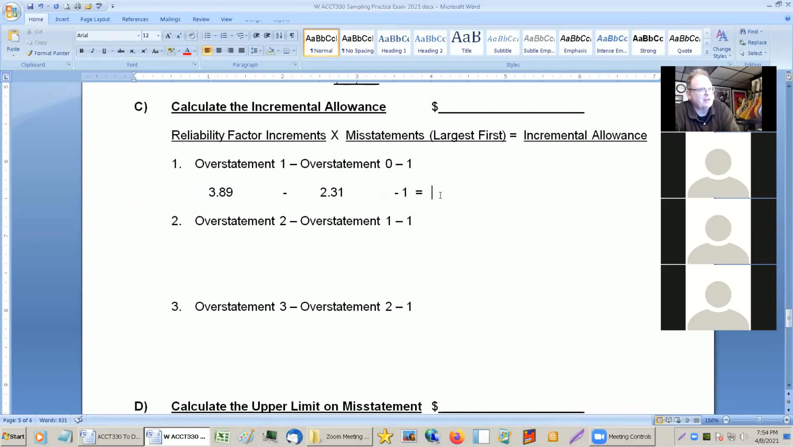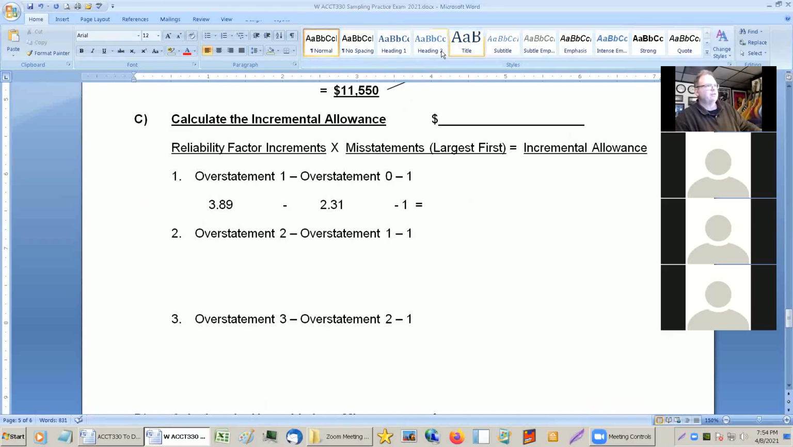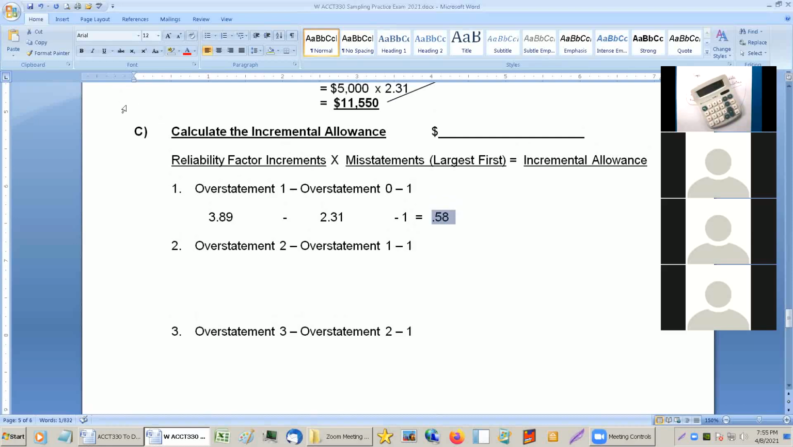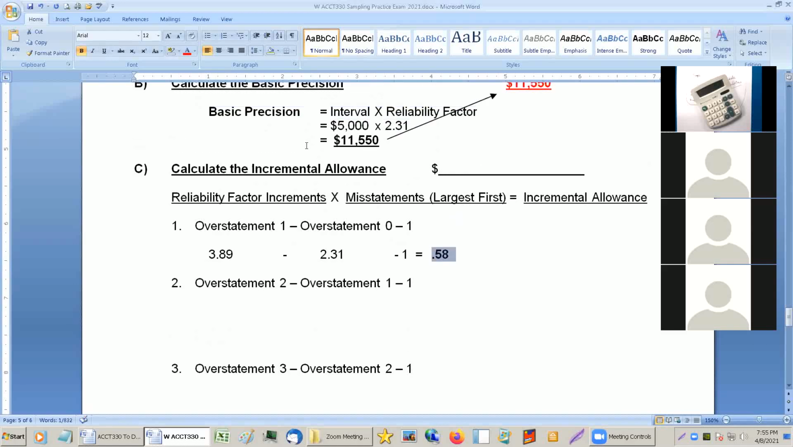I imagine the 1 is degrees of freedom, but quite honestly, I'm not sure. Usually you see minus 1s as degrees of freedom. So 3.89 minus 2.31 minus 1 is 0.58. So this is our reliability factor increment.